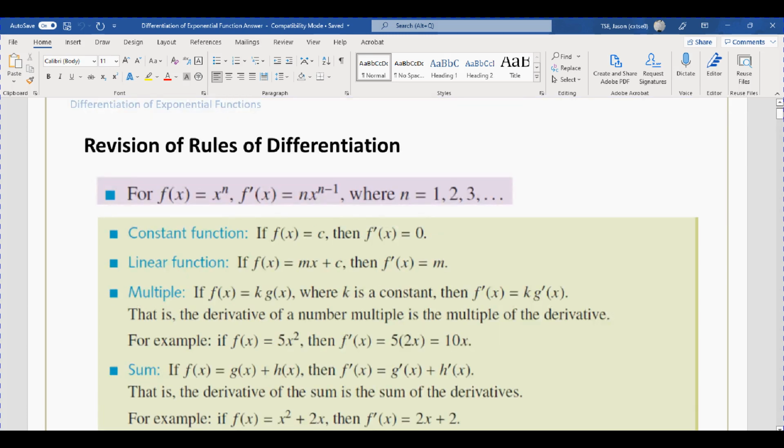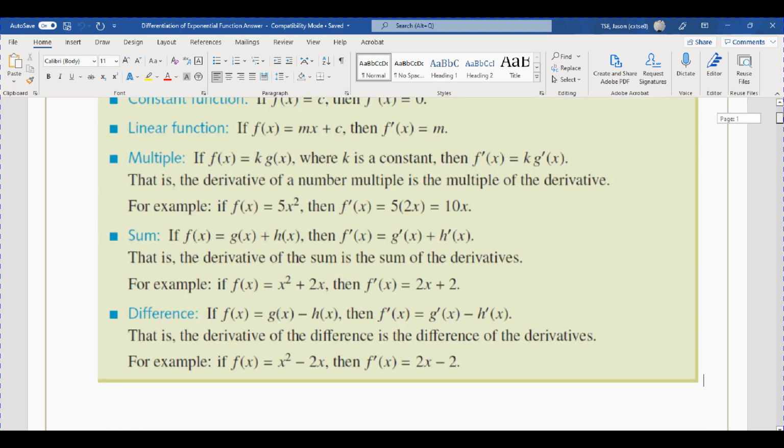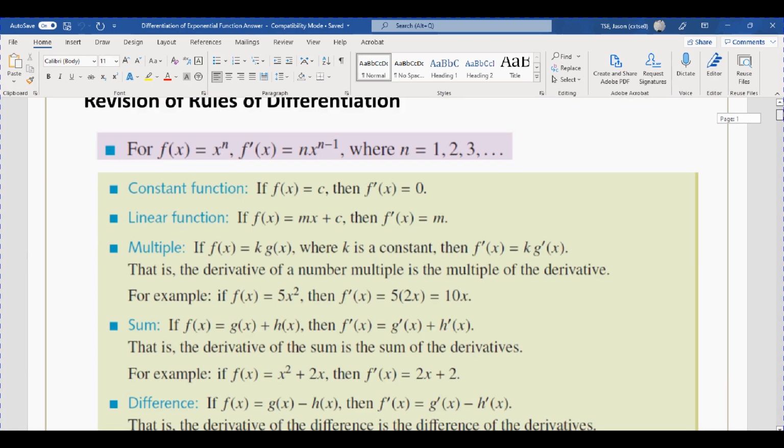Okay, so the first part we try to do is some revision on the rules of differentiation. Of course, we don't have time to go through the details, but there are some rules you need to recall from last year's study. The first rule is, of course, the power rule. If you differentiate x to the power n, it equals n times x to the power n minus 1. I hope everyone can still remember this. And there are other rules as well.